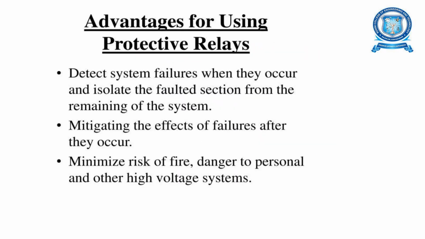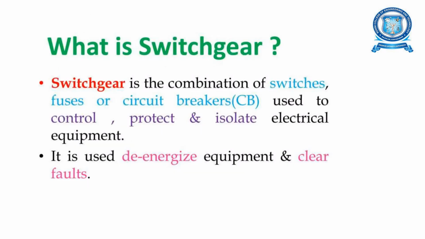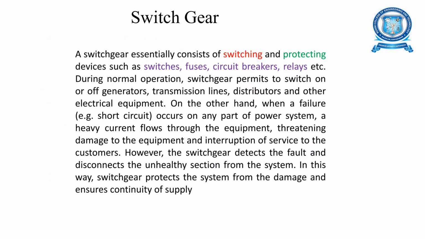And the main advantages of using protective relays are that they detect system failures when they occur and isolate the faulted section from the remaining system. Next is mitigating the effects of failures after they occur, and minimizing the risk of fire danger to personnel and other high voltage systems. So what is switchgear? Switchgear is a combination of switches, fuses or circuit breakers used to control, protect and isolate electrical equipment. It is used to de-energize the equipment and clear the faults. Mainly switchgear consists of switching and protection devices such as switches, fuses, circuit breakers.